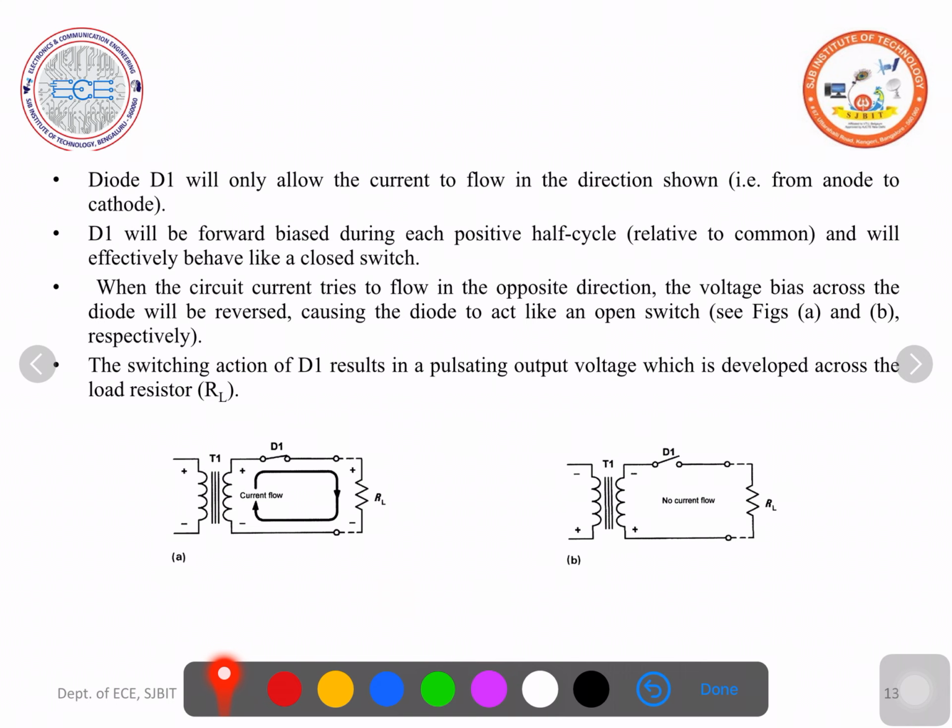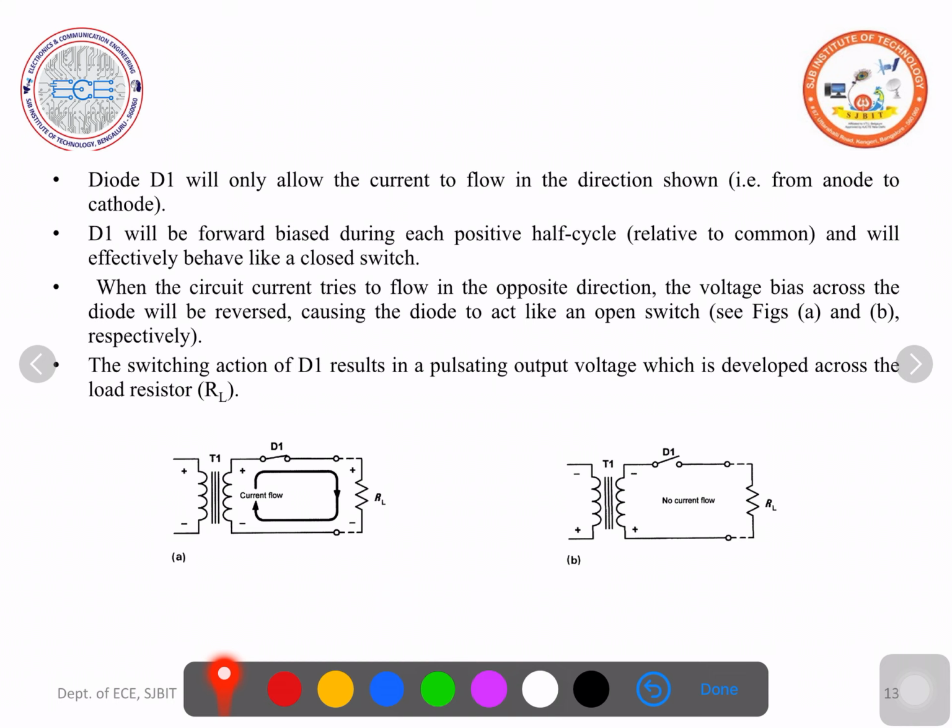As you know, a diode conducts only whenever it is forward biased. In forward bias, in the ideal case, you can replace it by a short circuit. If the diode is reverse biased, it will not be conducting, and you can replace it by an open circuit. The diode D1 will only allow the current to flow in the direction from anode to cathode.